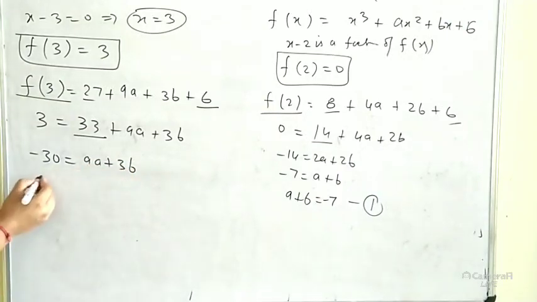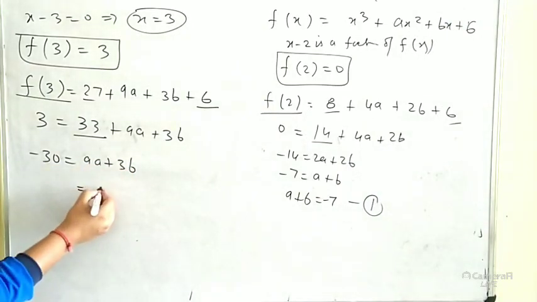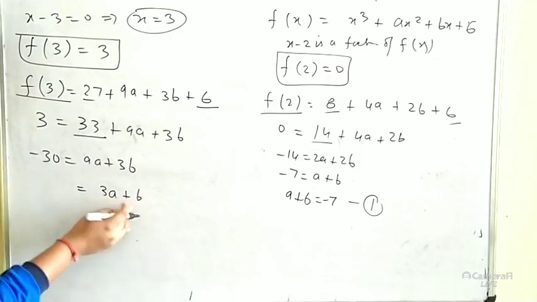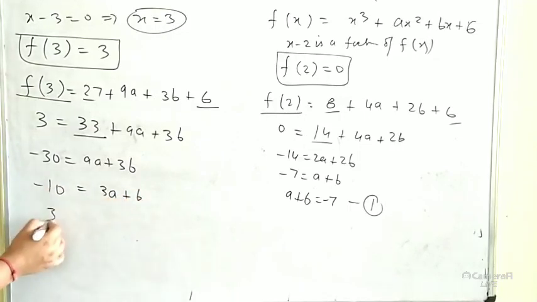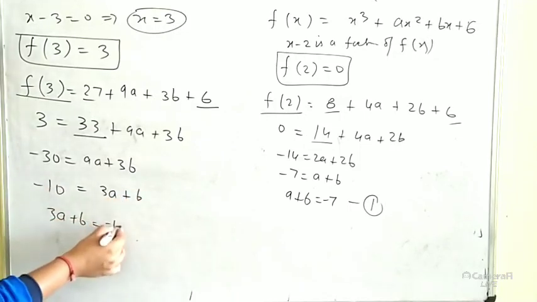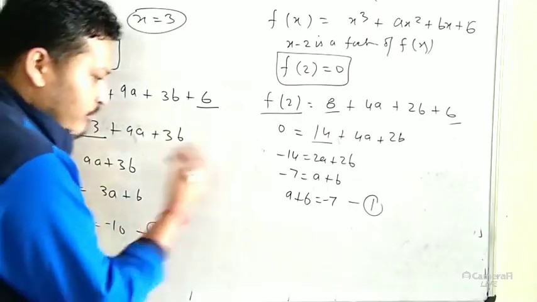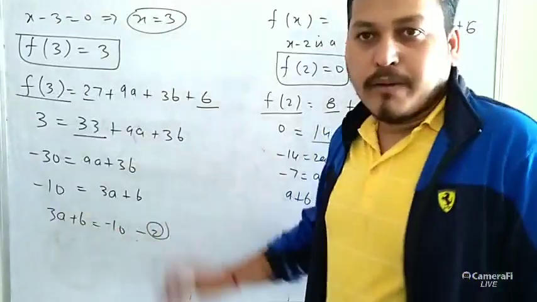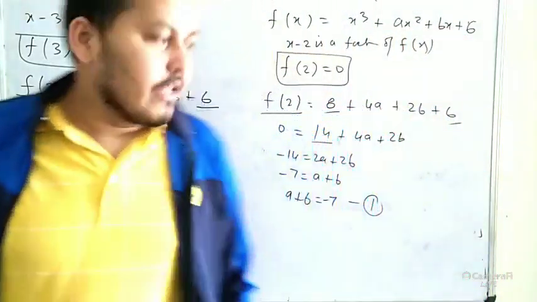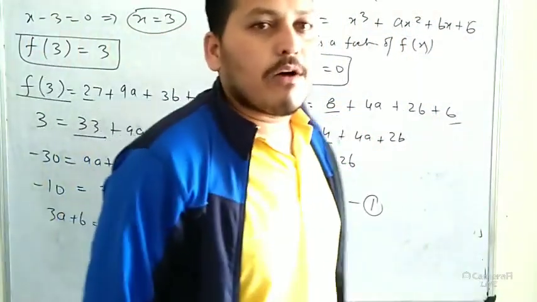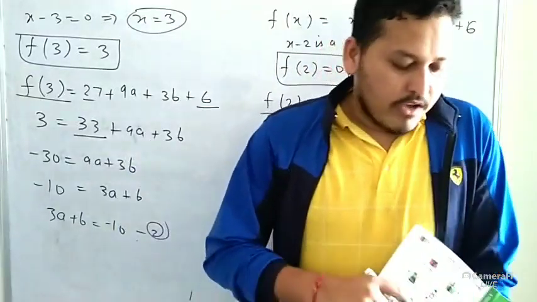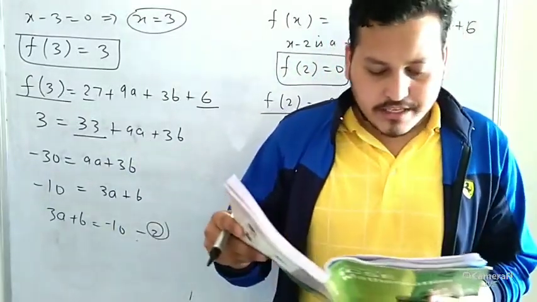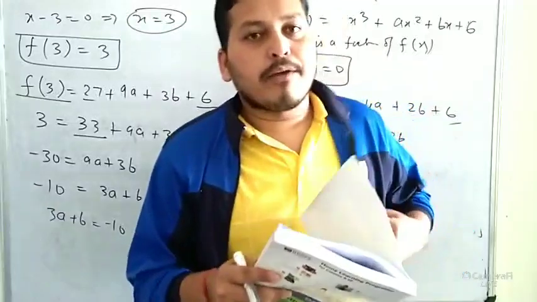So 3 is common here. It is 3a plus b. Dividing by 3, we get minus 10. So 3a plus b is equal to minus 10. Equation number second. And you are experts at solving simultaneous linear equations. So by using any method, we can solve the equations and calculate the value of a and b. I hope you all understand the concept of the remainder theorem and factor theorem.